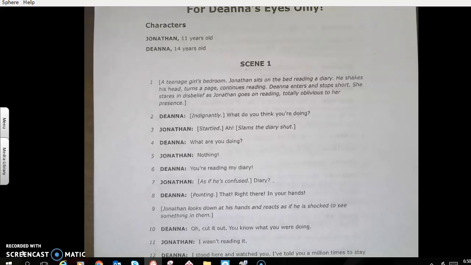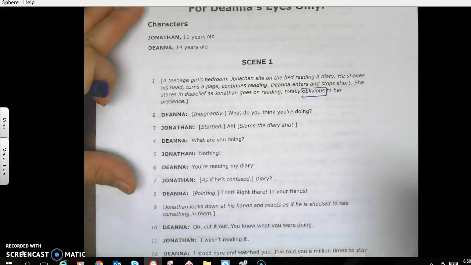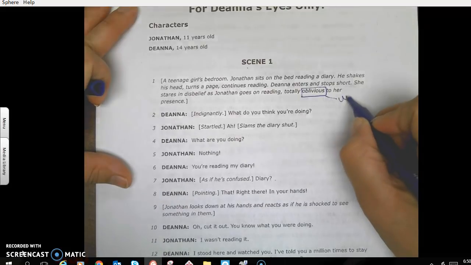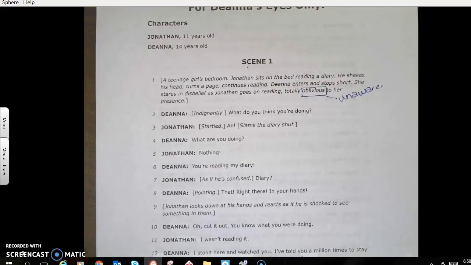So the scene is being set for us that this girl goes into her room and sees this boy, Jonathan, on her bed reading her diary. He's shaking his head as he's looking at the pages, turning them. She enters and she stops, and she's staring at him in disbelief, and he doesn't even know that she's there. Some vocabulary words: oblivious, unaware that she's even there.